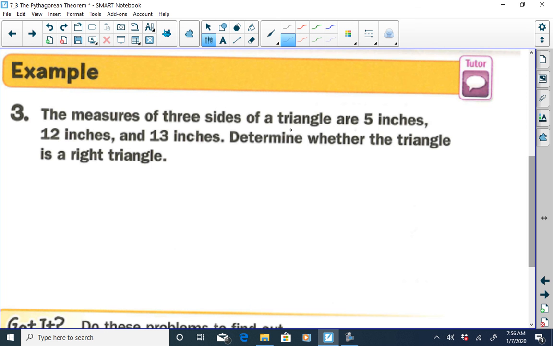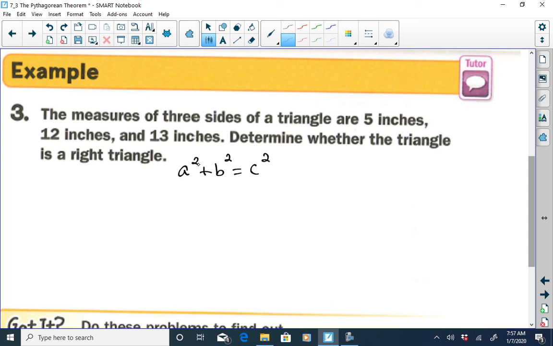It says the measures of three sides of a triangle are 5 inches, 12 inches, and 13 inches. Determine whether the triangle is a right triangle. So we want to know, does a squared plus b squared equal c squared? And if so, then it is a right triangle.